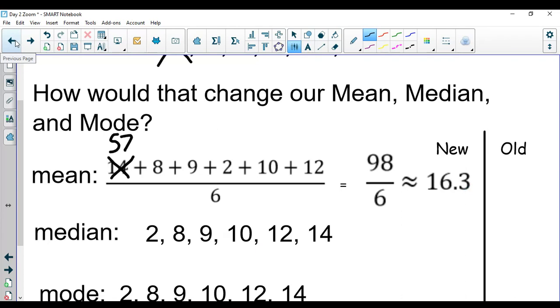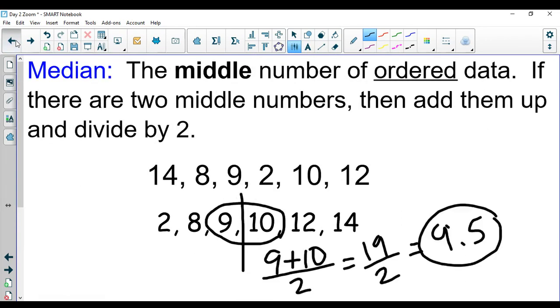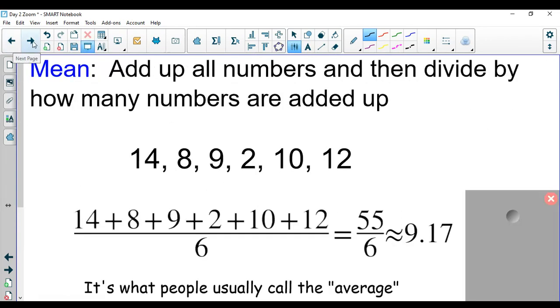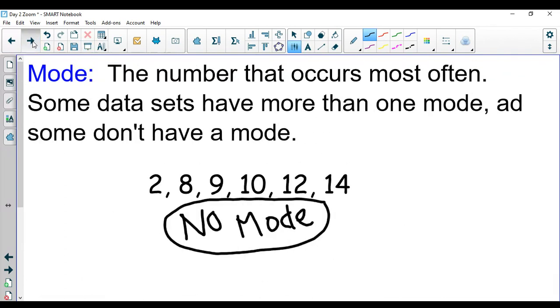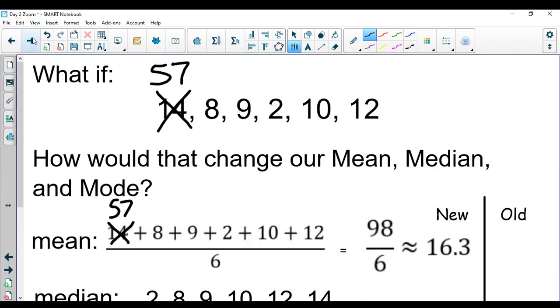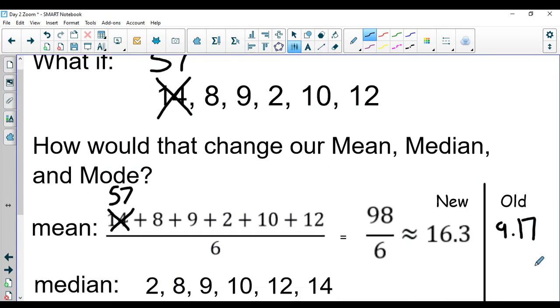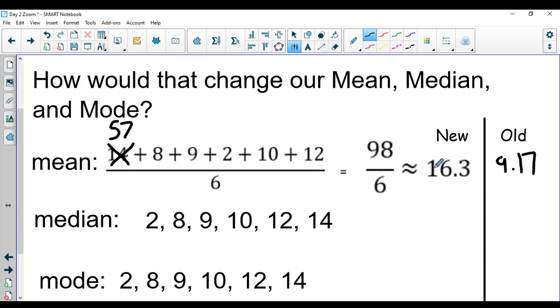I'm going to go back. I forgot what the old mean was. Let me just look really quick. The old mean was 9.17. Okay, 9.17. All right, so there's quite a difference between the new and the old.